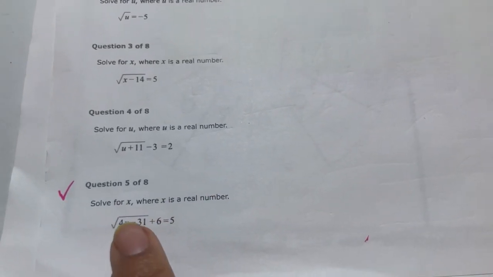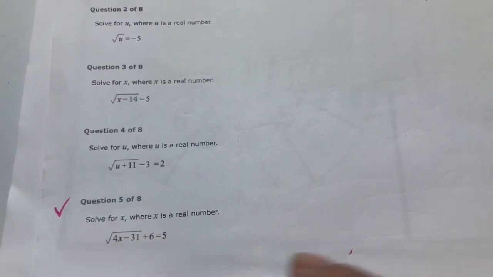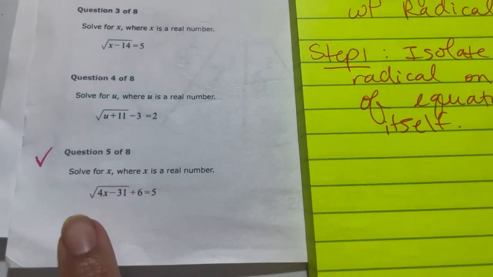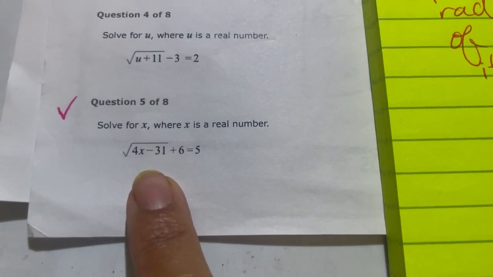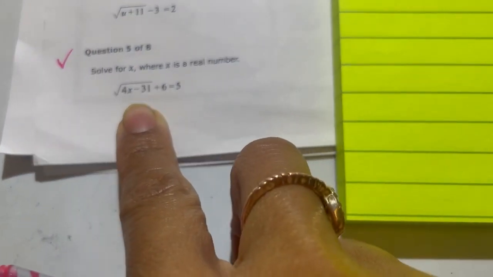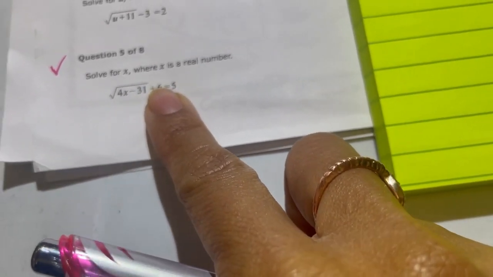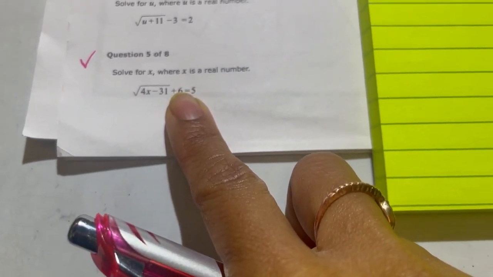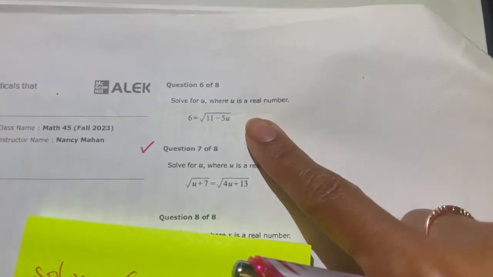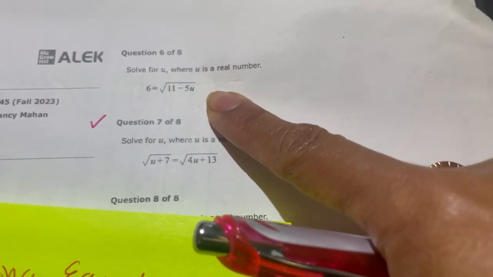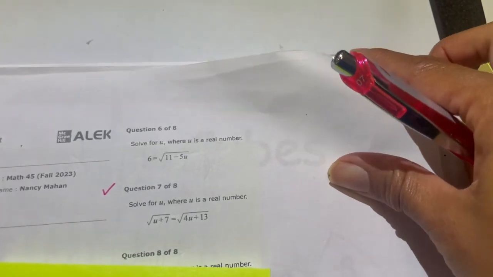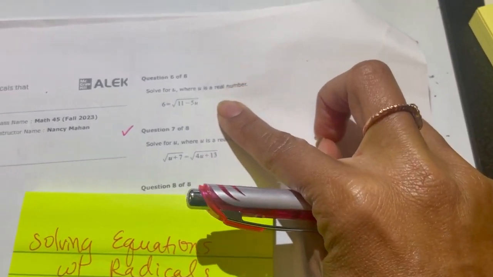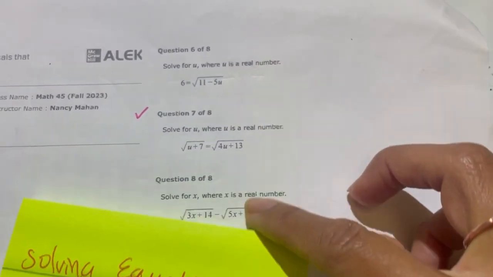Did you have a question? Oh, sure. Number 5 as well. I have a radical. How do I make that radical sit all by itself? Subtract the 6 on both sides, right? So again, it shouldn't be rocket science. We're just getting the radical to sit by itself. Number 6, the radical, is it sitting by itself? Yes, it is. You don't have to do anything to that.